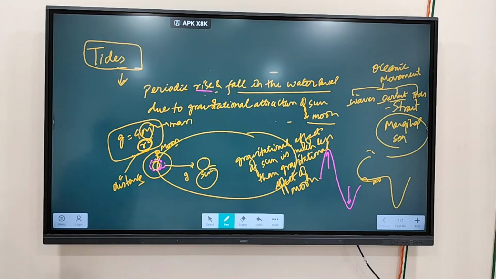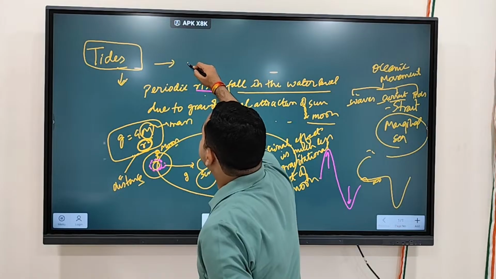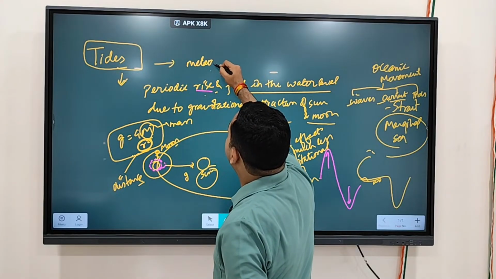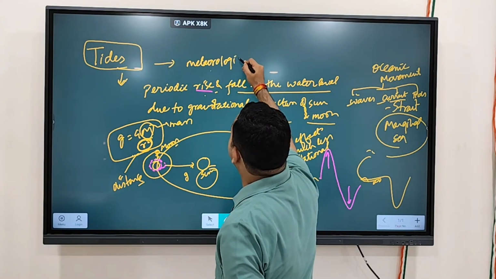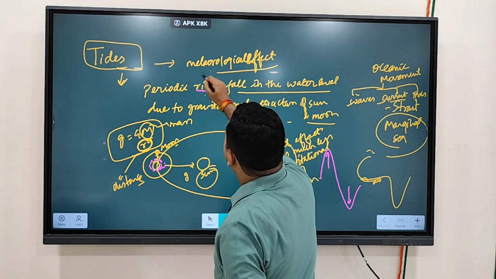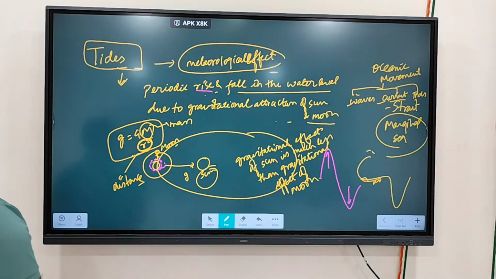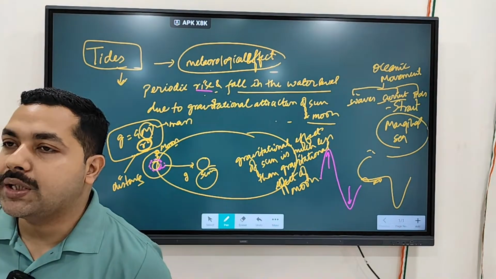Fine. So tides are caused due to which reason? Tides are caused due to meteorological effect. Meteorological effect of whom? Nothing but the sun and moon. Clear? So what is the reason why waves are being there?